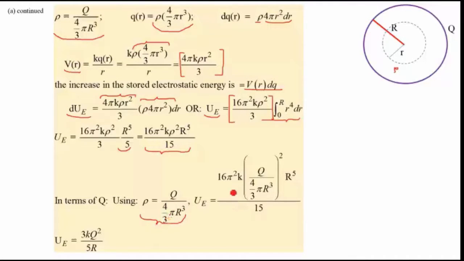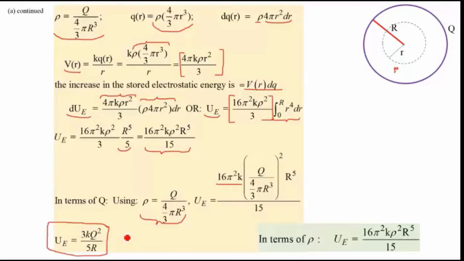Putting that in here, so here's the first part of the constants, here's the second part, this was rho squared, R to the 5th over 15. Canceling out different constants, we end up with this as the electrostatic energy of forming that sphere of total charge Q, capital radius R. And just one more time, in terms of rho, I've already done it, it's up here, and I've just repeated that. So this is the same equation that we have above.